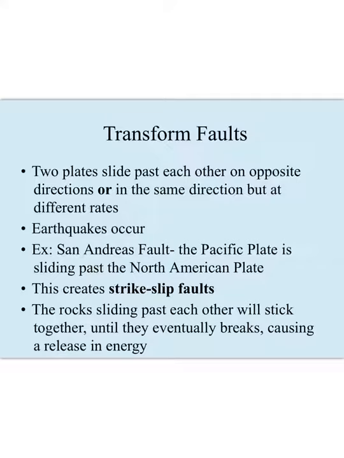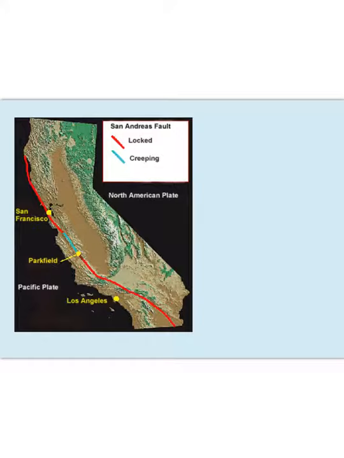This kind of plate boundary will create strike-slip faults. These faults are smaller pieces of the rock that break. The rocks sliding past each other will stick together, but eventually it's going to break, and that's going to release a lot of energy, creating the earthquakes. So highlighted in red is the transform boundary. Los Angeles is moving at a faster rate, sort of northwest, than California is.